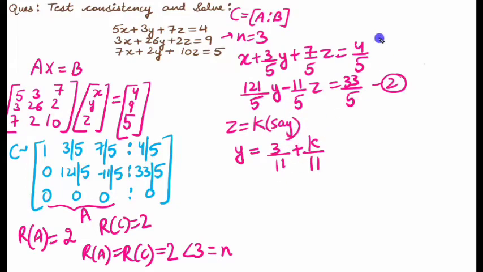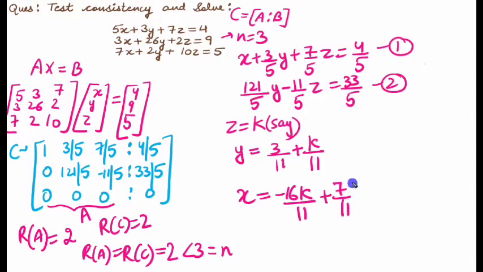Now we will use both of these values in equation number 1 to find out the value of x. यहाँ पर first equation में y की value put करेंगे, this value, and z की value k put करेंगे, and after solving what we will be getting here is x की value हमें मिलेगी -16k/11 plus 7/11. So this is the solution to this given system.